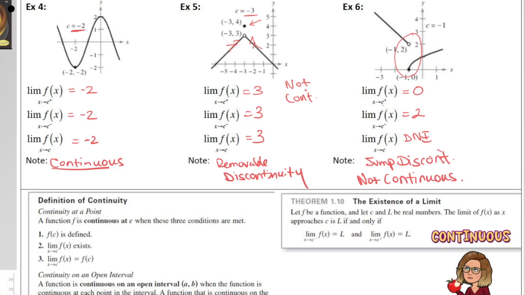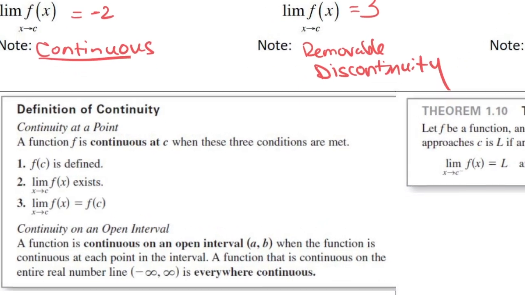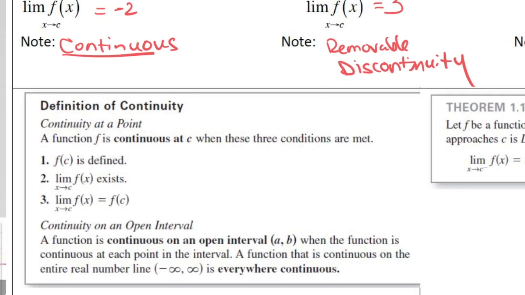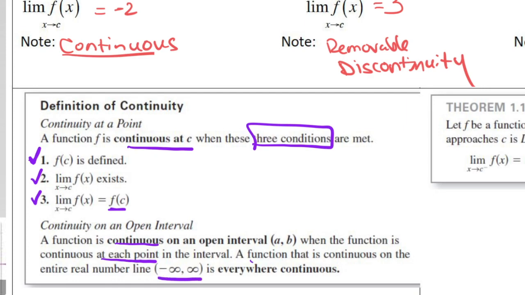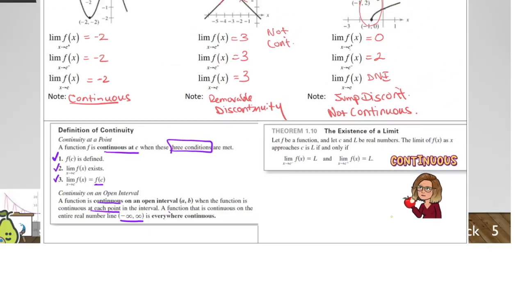So we discussed just a tiny bit about continuity. The definition of a function f being continuous at c is when 3 conditions are met. The function at c is defined. The limit exists, so that means the left side is equal to the right side. And the last part, the limit as x approaches c of f of x equals f of c. The function is continuous on an open interval when the function is continuous at each point on the interval. So a function is continuous on -infinity to infinity if it is continuous everywhere.